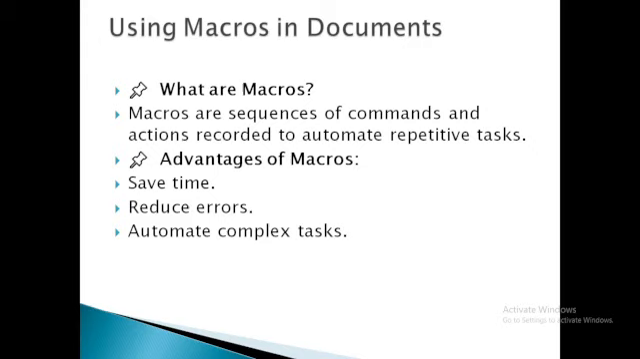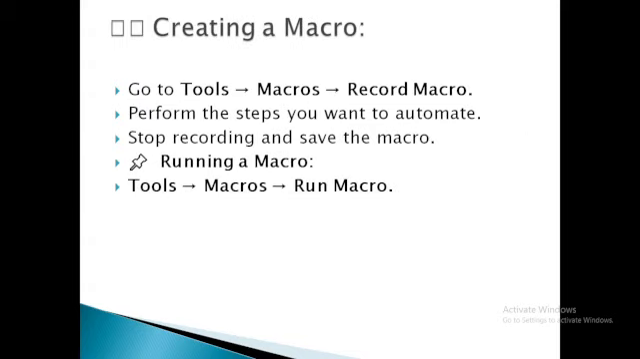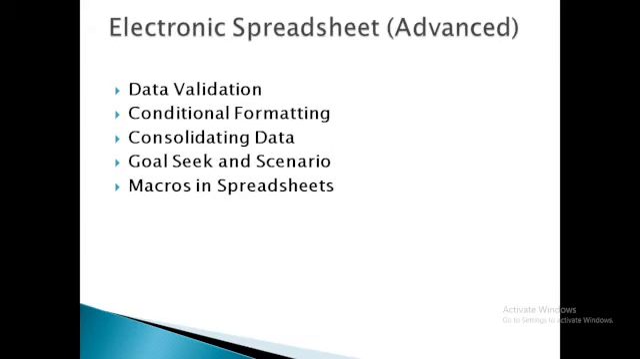It saves time, it reduces errors, it automates complex tasks. What are the steps to go to the macro? We need to go to macro from tools, then we need to click on record macro. Perform the steps you want to automate, stop recording and save the macro. Then how to run a macro? We need to go from tools, then macro, run macro.